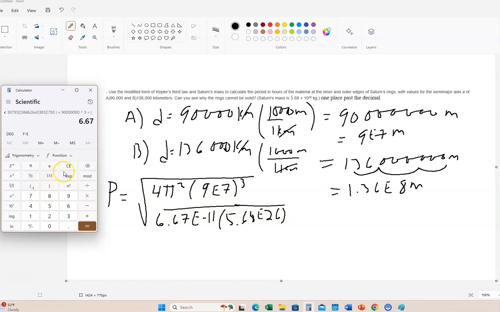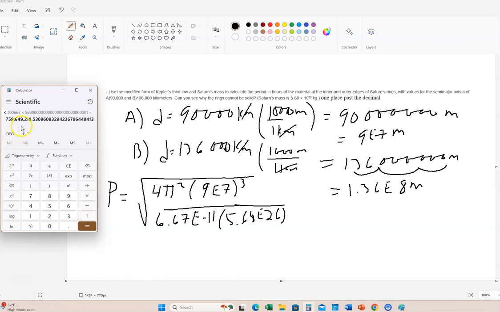6.67 times 10 to the minus 11th. And then we got to times that times the mass of Saturn times 5.68 times 10 to the 26th. All right, and I'll close parentheses, although you don't really need to do that. Close parentheses. All right, and then we're going to hit equals, and so that'll give us the period.